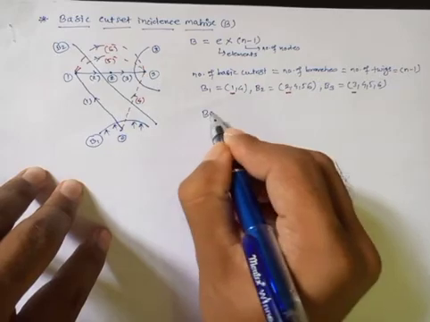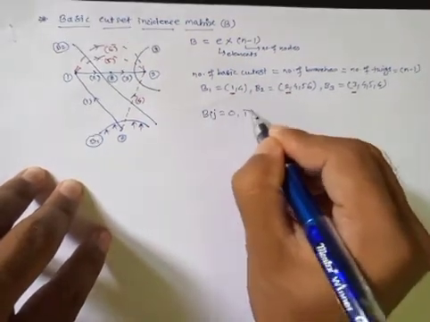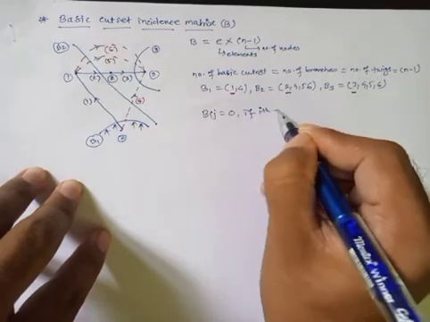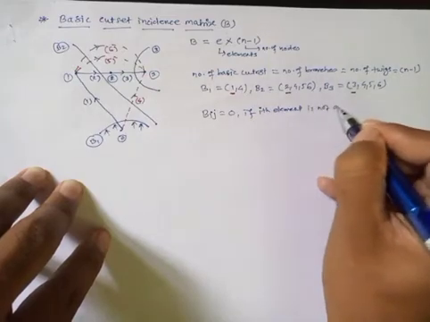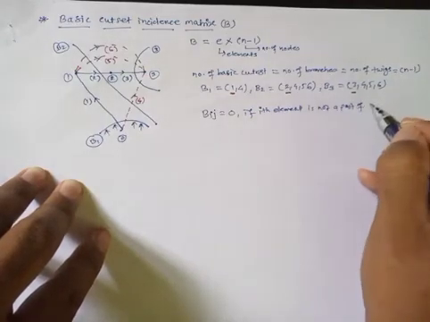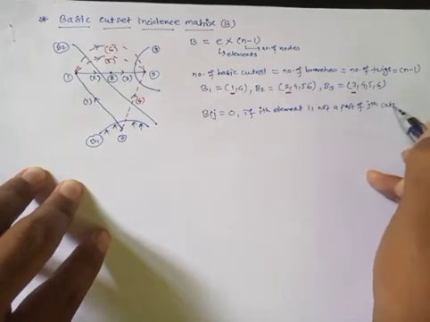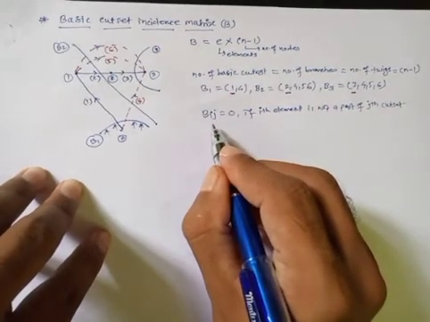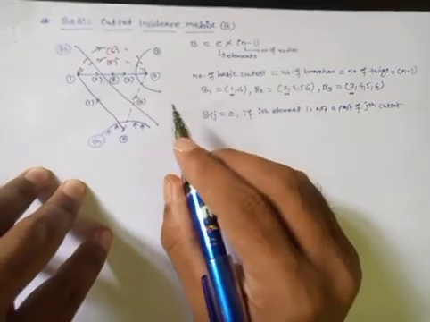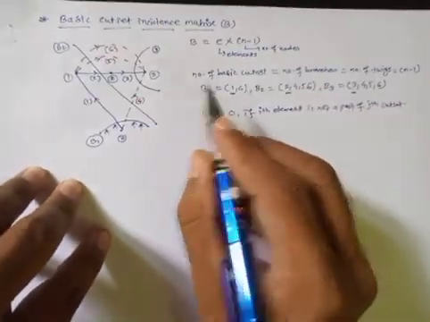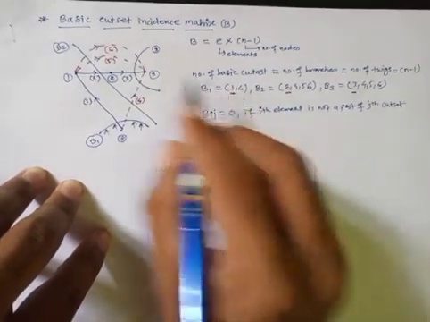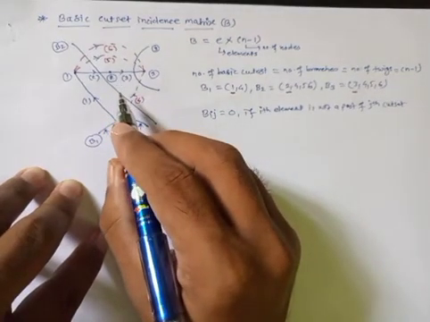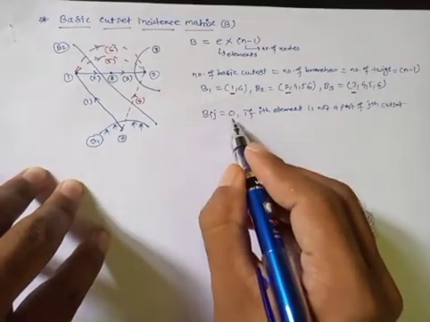Suppose Bij will be 0 if the ith element out of these 6 elements is not a part of the jth cut set. In that case, that element Bij will become 0, if that particular branch or element is not contained in that particular cut set. For example, in basic cut set B1, elements 5, 6 and 3 are not included, so those elements will become 0.